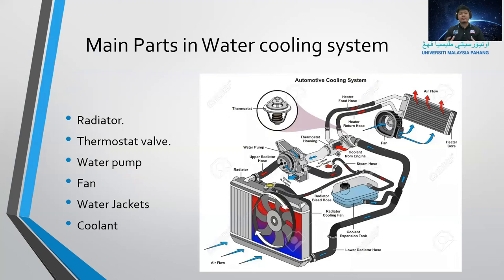Next, these are the main parts of the water cooling system. The first one is the radiator, the second one is the thermostat valve, the third one is the water pump, and the fourth is the fan attached to the radiator. Then there is the water jacket, and the last one is the coolant. The coolant is the liquid used in the water cooling system. Next I will explain how the water cooling system works.